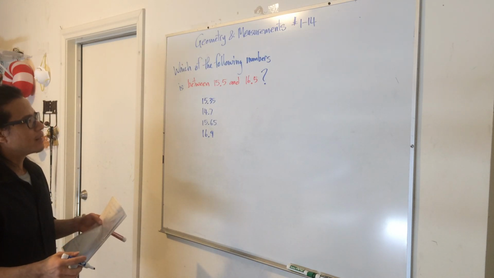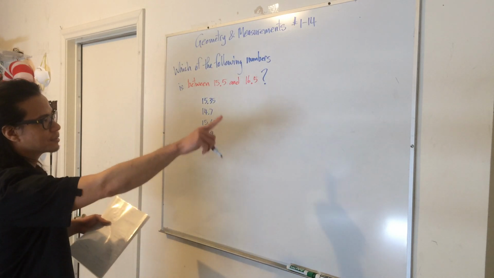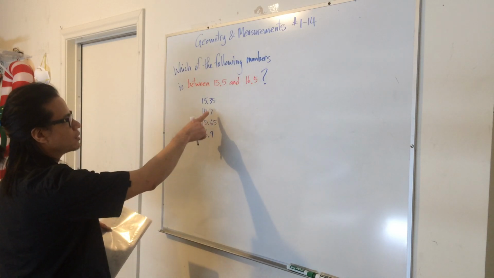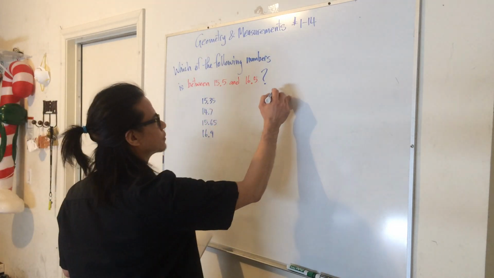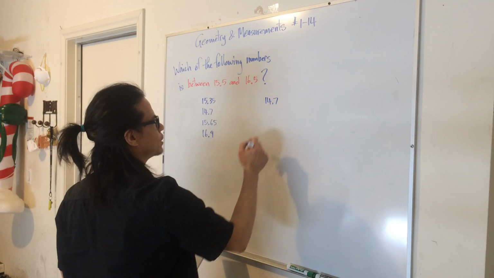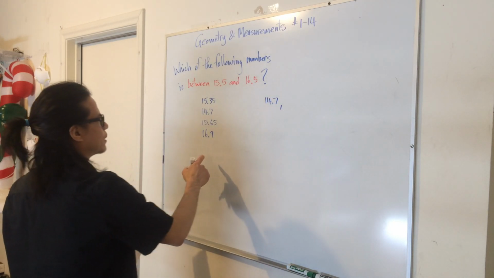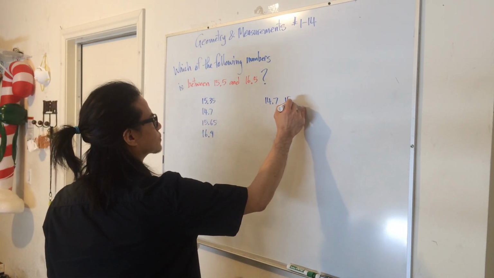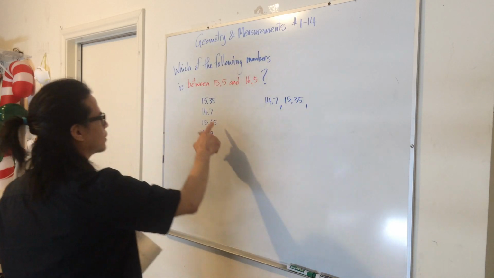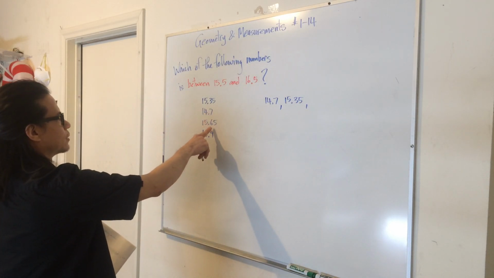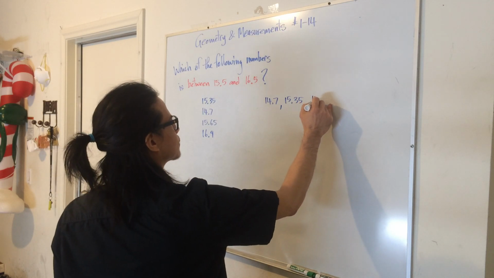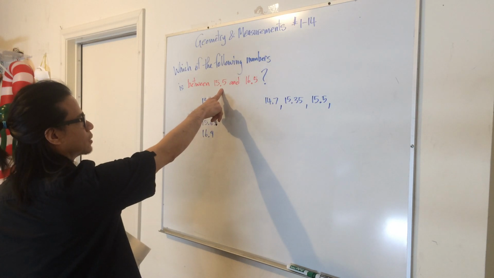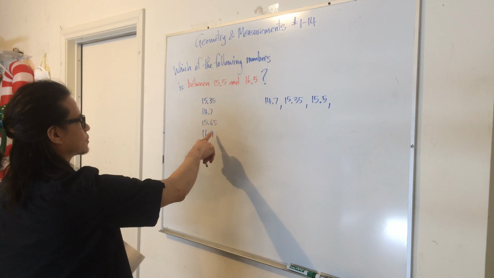Probably the best way to go about this is to list out the numbers in a row. So I'm going to find the smallest number, 14.7. Put it at the beginning, and then followed by 15.35. Hope I'm not missing anything here. 15.5. Okay, that's that guy there. What else?